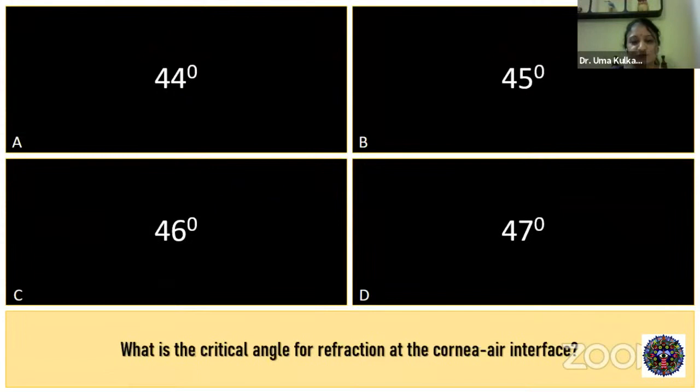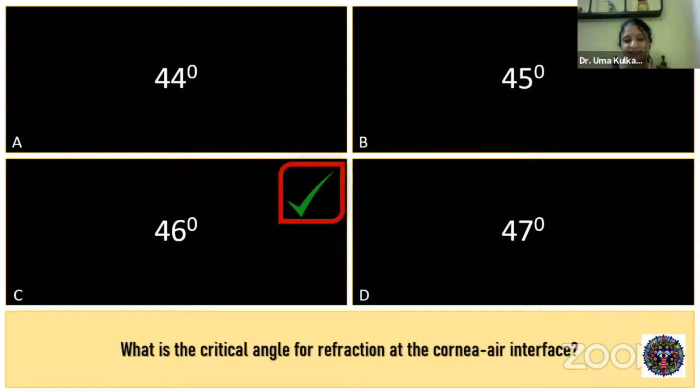What is the critical angle for refraction at the cornea air interface? Is it 44, 45? 44, 45, 46, 47. What is it? 46. Perfect. You know everything. 46 degrees is the correct answer.